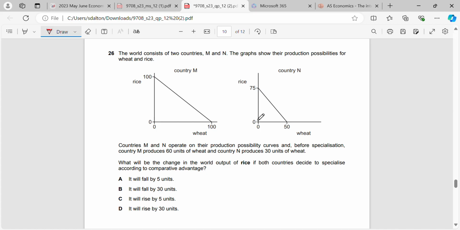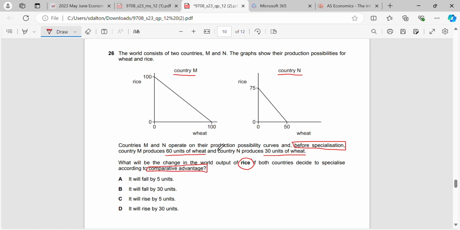Question 26. Good question, this one. The world consists of two countries. Wow, the world only has two countries, country M and country N. What a boring world. The graph shows their PPC for wheat and for rice. They both operate on their PPCs, and before specialization, country M produces 60 units of wheat, country N produces 30 units of wheat. What would be the world output of rice if both of these countries decided to specialize according to comparative advantage?